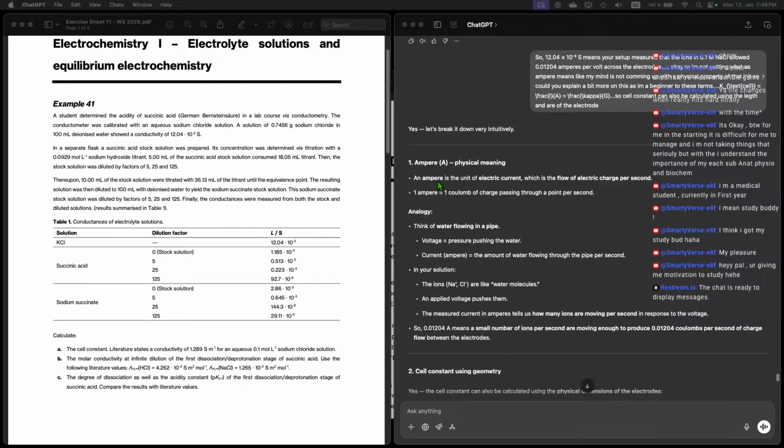Ampere, physical meaning. An ampere is the unit of electric current, which is the flow of electric charge per second. One ampere equals 1 coulomb of charge passing through a point per second. Okay, so it's the unit of electric current, flow of electric charge per second.